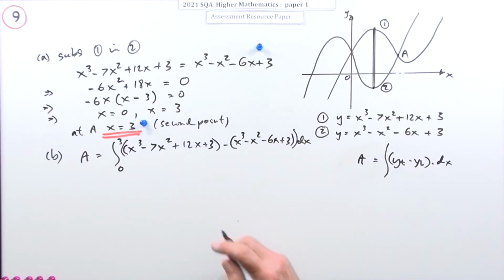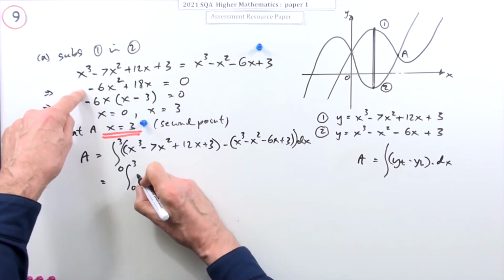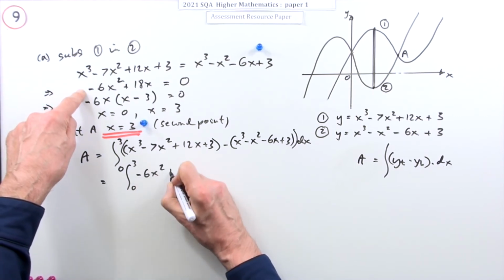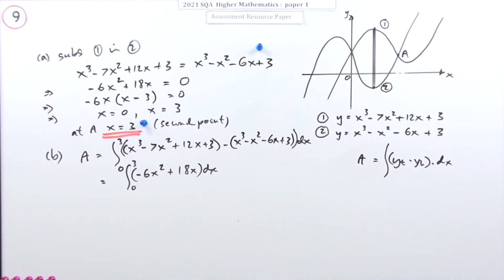Then you add up all these wee skinny rectangles, which means I'll just tidy this up here. But I know it comes to this: negative 6x squared plus 18x multiplied by dx for the area of that little rectangle there.